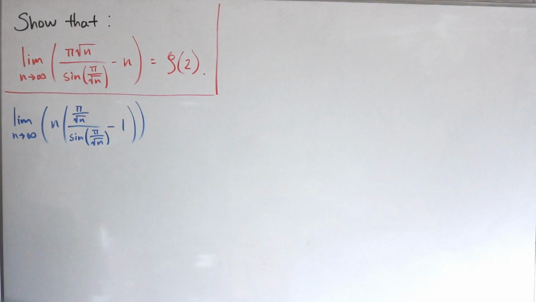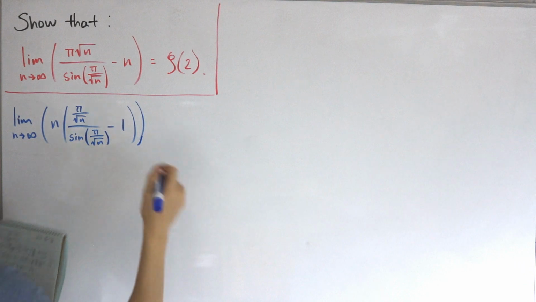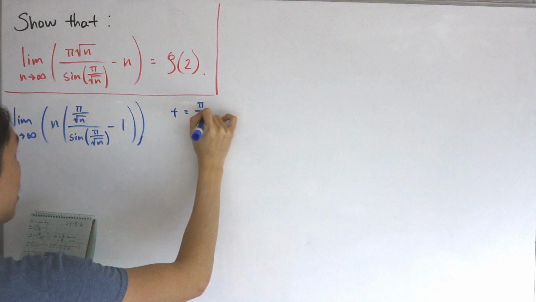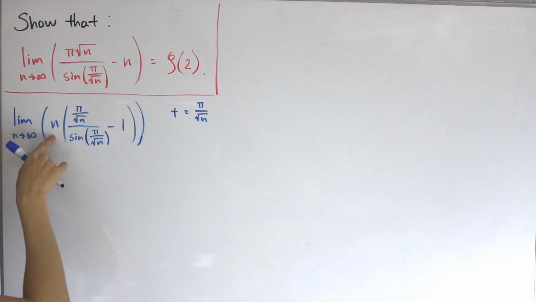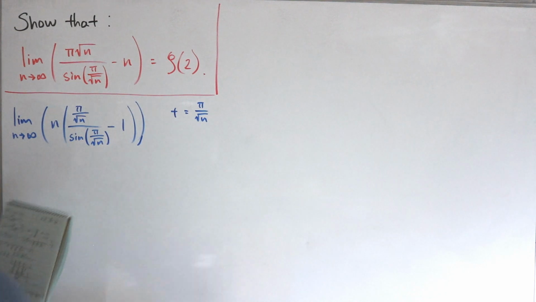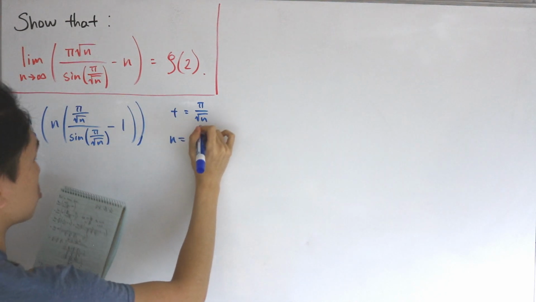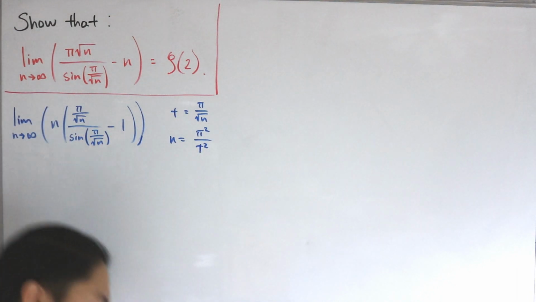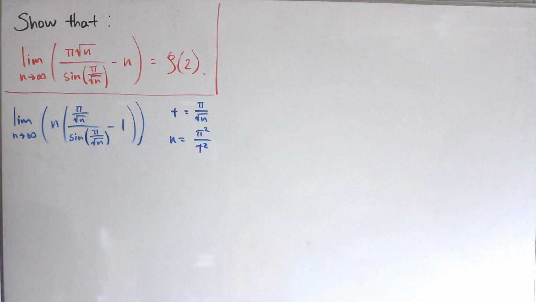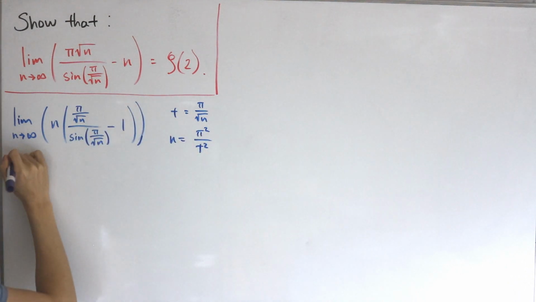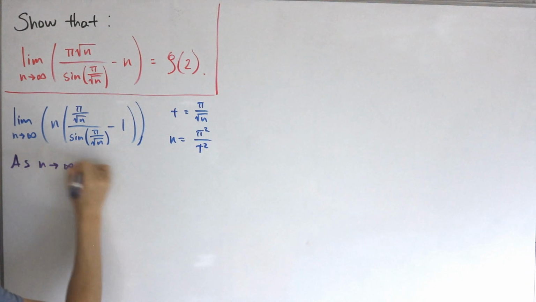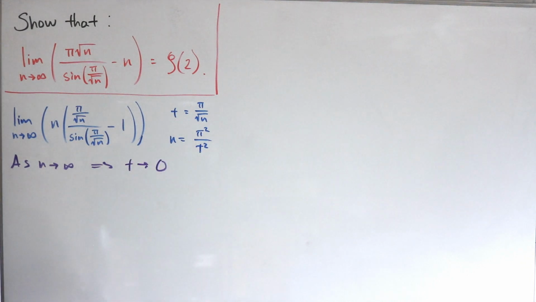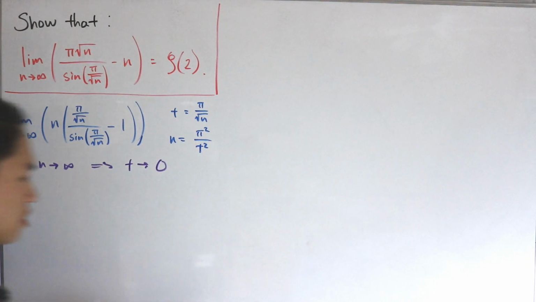Okay, so we're going to do a little bit of a substitution. Suppose we let t equal pi divided by the square root of n. Also keep in mind that we have to put in something for n on its own, so let's solve for n. It's pretty simple: n is equal to pi squared divided by t squared. Another thing to note is that as n approaches infinity, that implies t will have to approach 0.